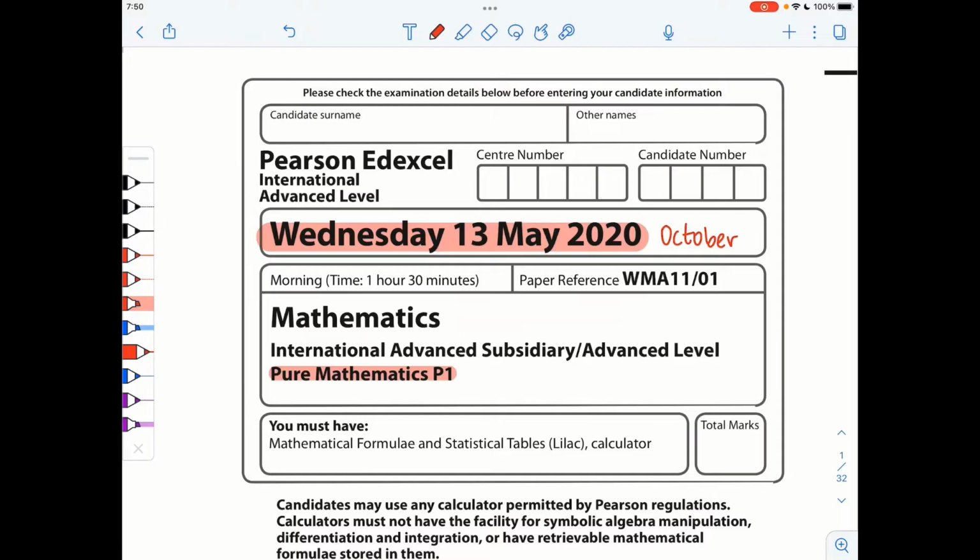Hi everyone, today we'll be looking at the October 2020 Pure Mathematics 1 paper. You can see that the labeling is May 2020. These are the exams that got cancelled because of the COVID-19 pandemic.